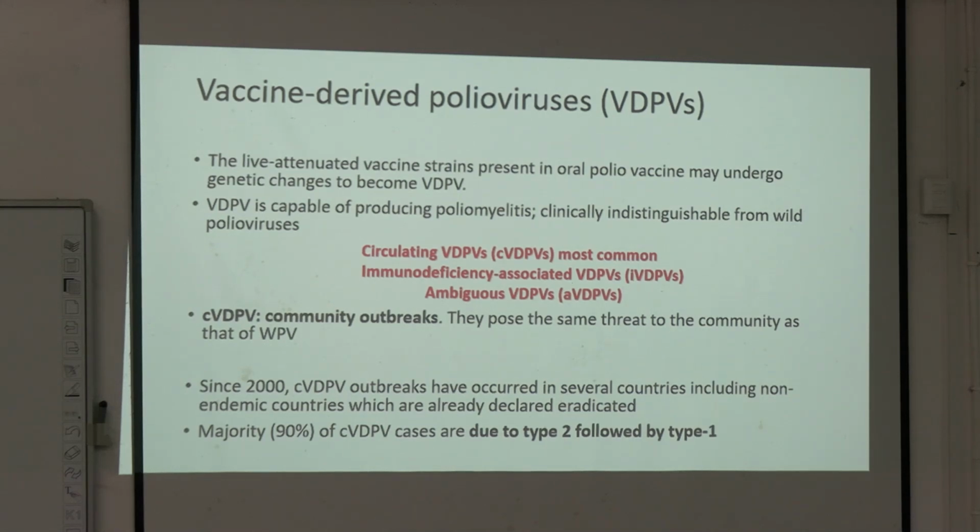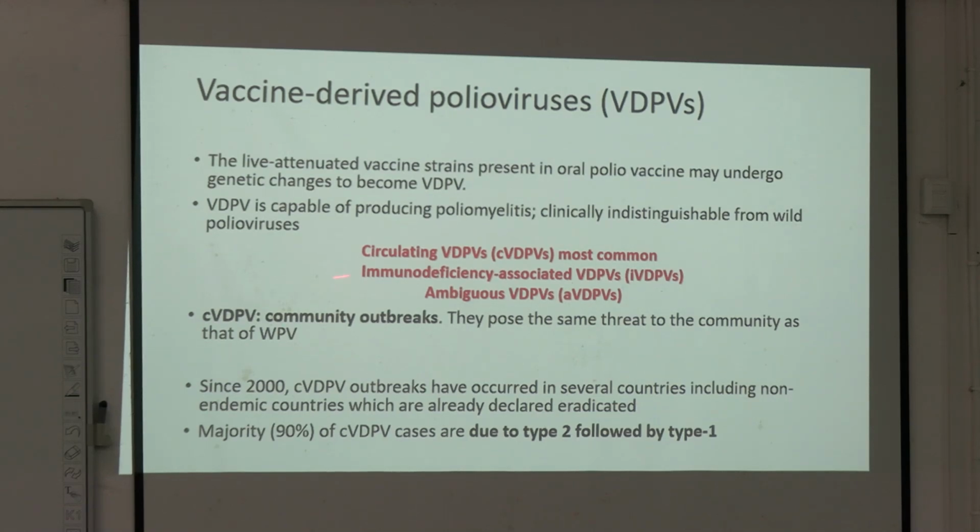From that there is a kind of poliomyelitis, and those are classified again. What is the classification? The circulating VDPV, this is the most common. Then you have immunodeficiency associated VDPV, called IVDPV, and then you have ambiguous VDPV, that is AVDPV. But the commonest you have to remember is circulating VDPV.